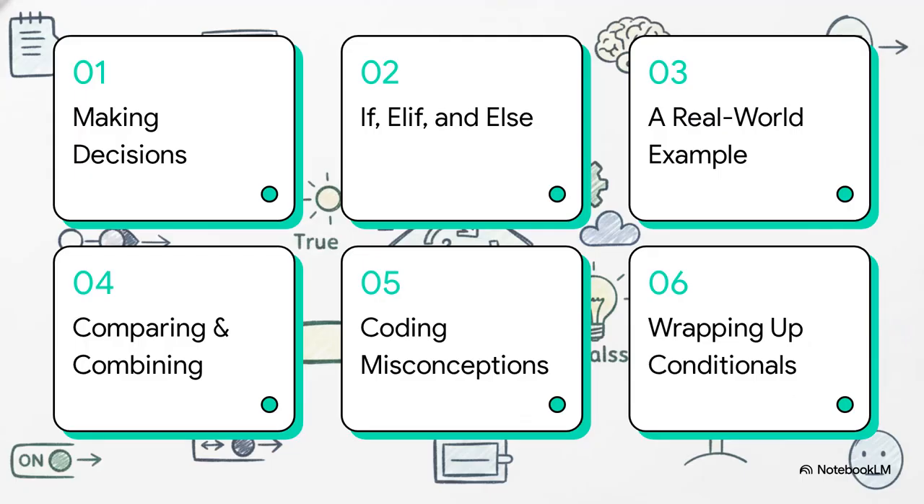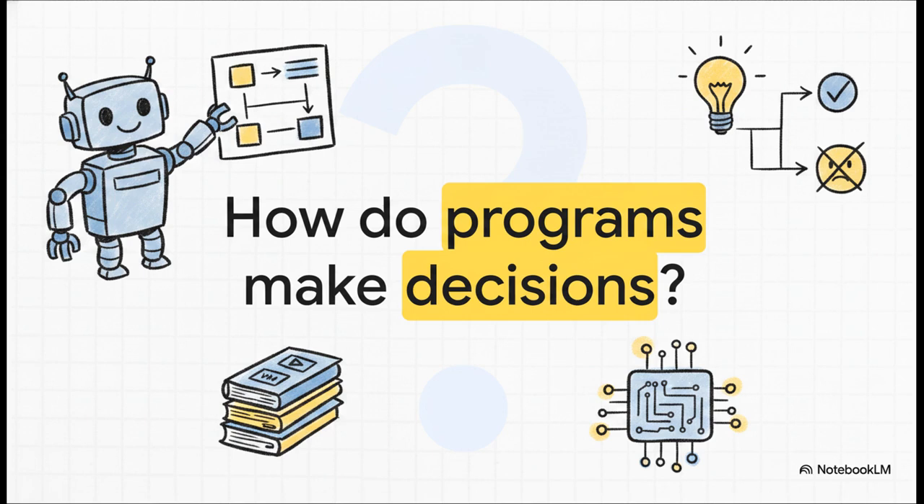So, here's a quick look at our roadmap for today. We'll be hitting 1. How programs make decisions. 2. If, elif, and else. 3. A real-world example. 4. Comparing and combining rules. 5. Common coding misconceptions. And finally, 6. Wrapping up conditional statements. And that really brings us to the absolutely crucial, essential question of Unit 4.